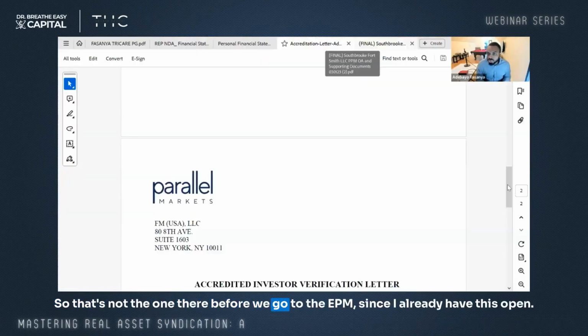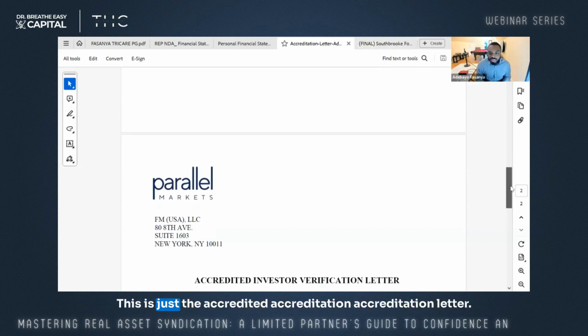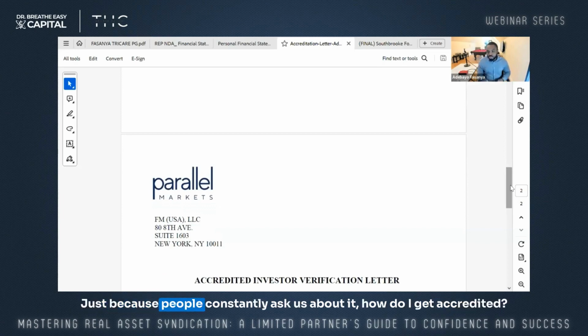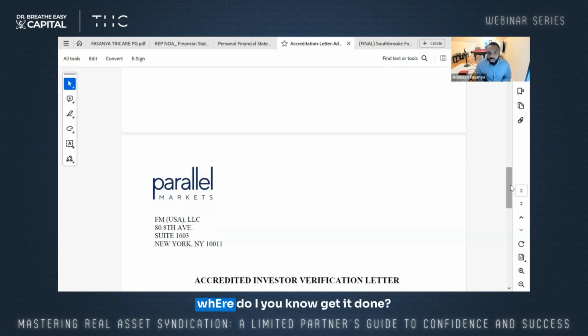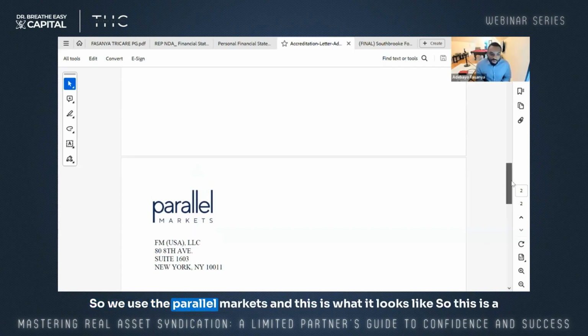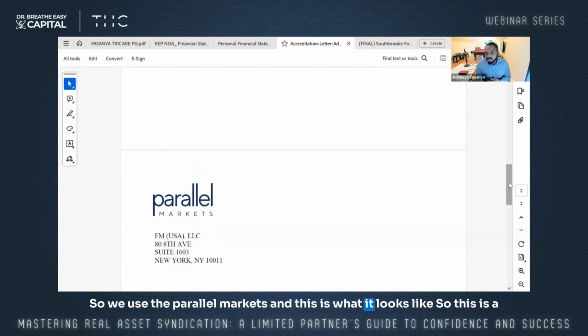Before we go to the PPM, since I already have this open, this is just the accreditation letter, because people constantly ask us about it. How do I get accredited? Where do I get it done? So we use Parallel Markets, and this is what it looks like.